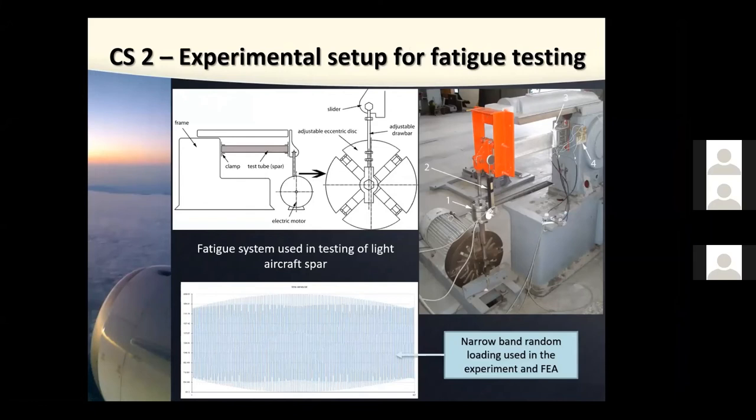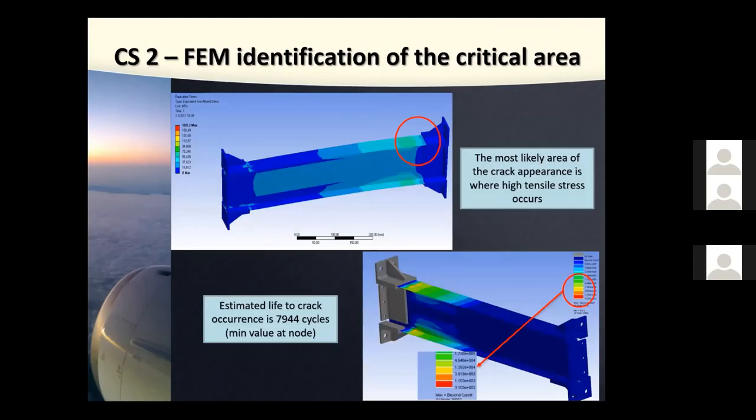We didn't want to wait for millions of cycles for a crack to appear and then to observe crack growth in the real structure. So this is why we applied a relatively high load, and after approximately 60,000 cycles, which was, I think, at a frequency of something like 2 or 3 hertz, I can't remember. I mean, this happened 12 years ago. We got this.